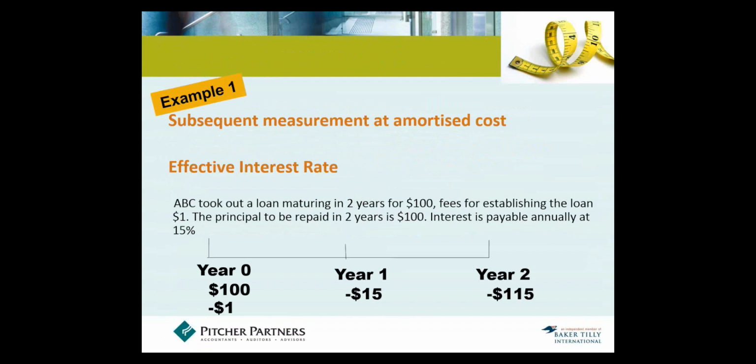But then we also have to pay fees for establishing the loan. So we would say credit cash, and we would not say debit expense, we would say debit the loan. Then, what would the cash outflows be in future? We're going to pay $15 at the end of year 1 because it's a 15% interest rate. At the end of year 2, we're going to pay another interest of $15 and we're going to repay the loan of $100.